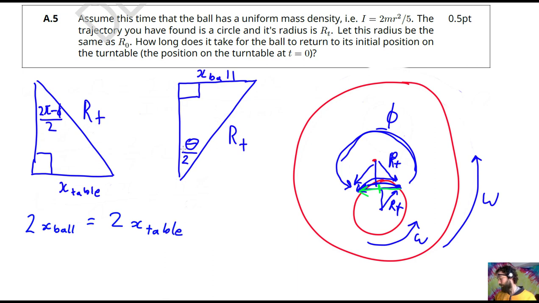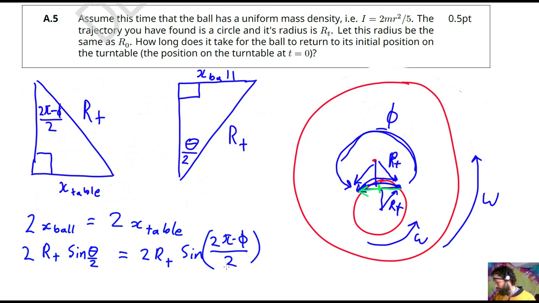Now we can use our angle here. So if we have a look at this x ball here, that's just going to be RT multiplied by the sine of theta over 2. And that's going to be equal to 2 multiplied by RT sine of (2 pi minus phi) over 2. All right, and we can do some cancelling. This cancels with that. And then what's inside those brackets must actually be the same. So theta over 2 equals (2 pi minus phi) over 2. Those 2's are going to cancel for us, which is nice.